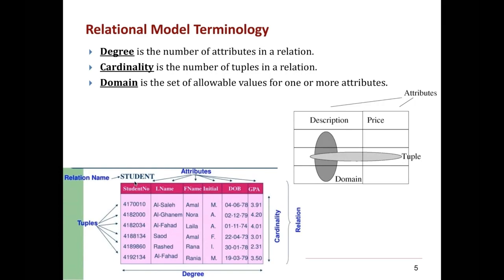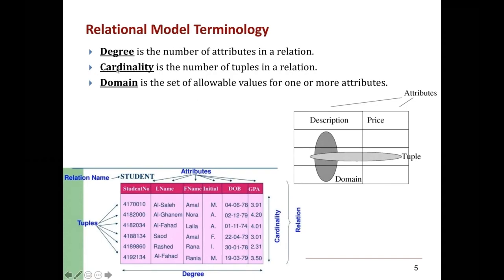Some more terminology about our relations or the tables. The first is called degree. Degree is basically the number of attributes in the relation. This is the relation student. How many attributes are here? You will count them. 1, 2, the first is student number, last name, first name, initial, date of birth, and GPA. Count them. How many are those? 1, 2, 3, 4, 5, 6. So there are 6 attributes in this table. We will call that the degree of this table or degree of this relation is 6.